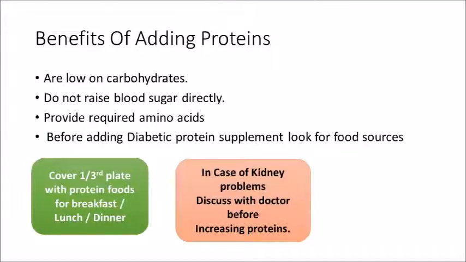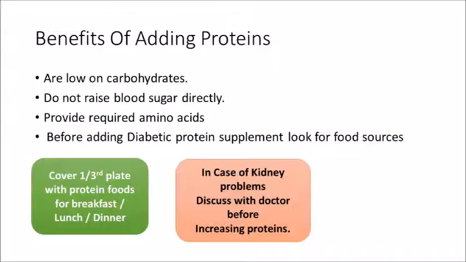Adding proteins will actually help you in several ways. If you combine your meals with carbohydrates and proteins, it gives you better control over your sugar levels. If you're trying to control your postprandial sugar level, that is the sugar level after eating food, then including protein in every meal will have a beneficial effect.